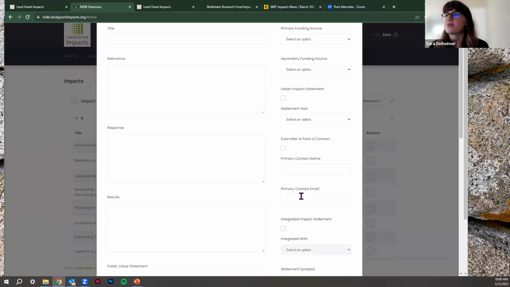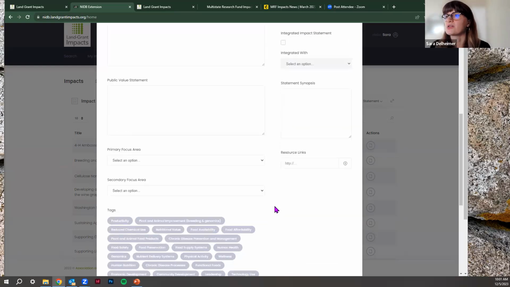It's also important to list a point of contact. That could be the submitter, or if you want it to be maybe the researcher or extension educator involved in the project, you could add their information there. Another important one to consider using is resource links. This is a great place where you can attach the URL to maybe the program website or a supplemental resource like a technical paper about the project, something to provide additional details. It could even be a link to some photos to go with the story.